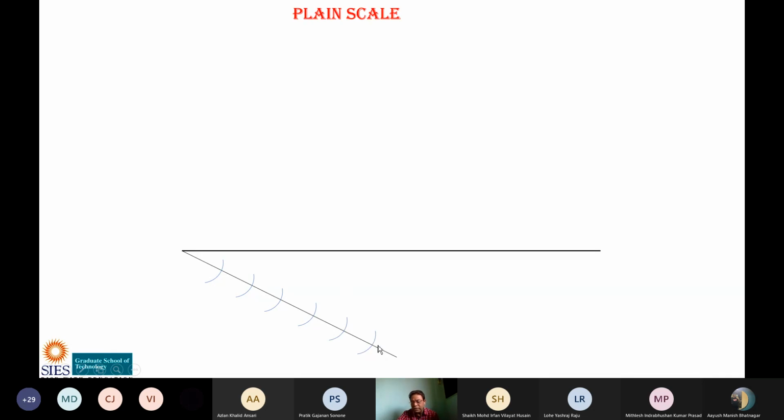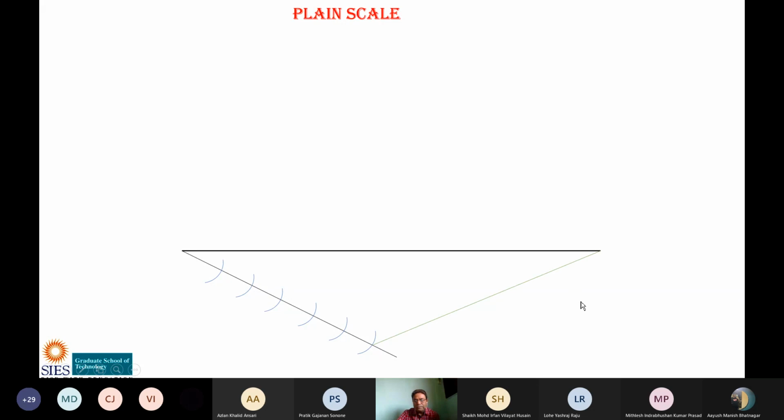We are not at all interested in this line. I hope all of you are here with me. Now the next step here is to join this point. This point. Can you mark the movement of the cursor? This point will be joined to this last point, the end point of the line.